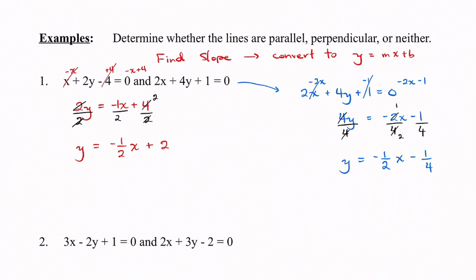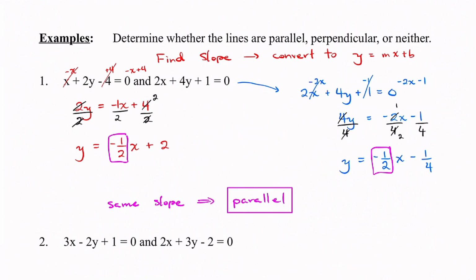So I'm just going to circle those slopes. This was the slope for that one, and then this is the slope for the second one, and the slopes are the same. So we can write that they have the same slope, and then because they have the same slope, that means that they are parallel.